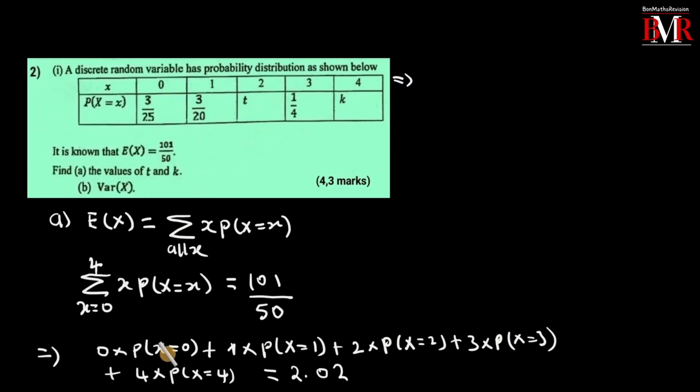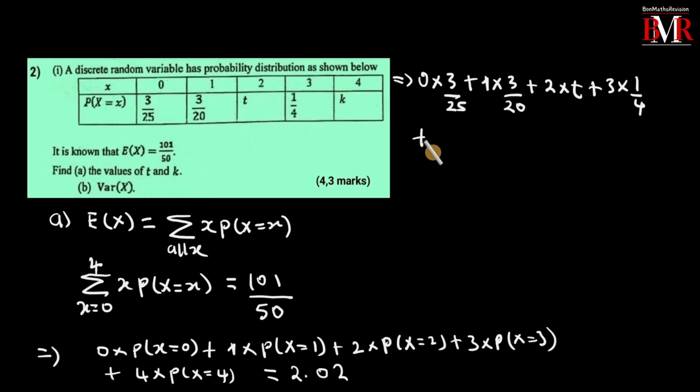2.02. That means 0 times 3 over 25, since the probability of X equals 0 is 3 over 25. That is 0 times 3 over 25 plus 1 times 3 over 20, plus 2 times T, since the probability of X equals 2 is T, plus 3 times 1/4. That's the probability of X equals 3 is 1/4, plus 4 times K. For X equals 4, the probability is K as from this table. All this is equal to 2.02.